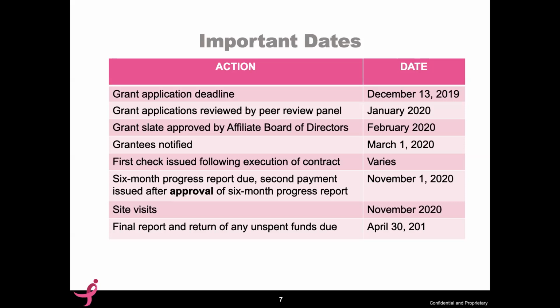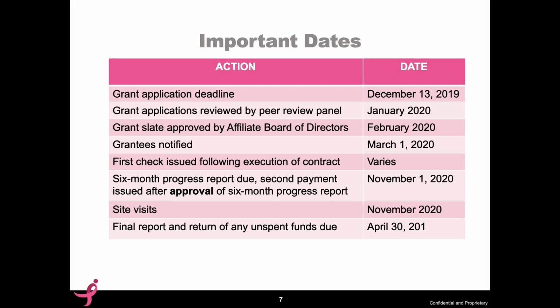The grants are dispersed in 2 payments, one upon completion of the contract and one after the 6-month progress report, which is due in November of next year. Our site visits, we try to schedule for November of 2020. October is a little too busy for us, as you can imagine, it being Breast Cancer Awareness Month. And we'd like to have our grantees complete that progress report so we can compare it along with that site visit.